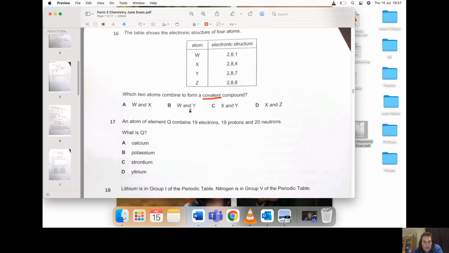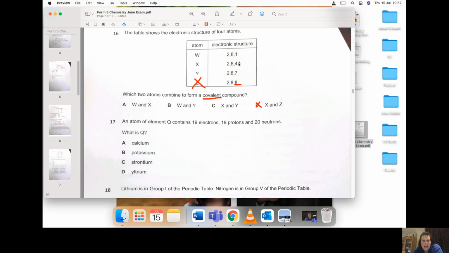I'm just checking my answer here. Basically we need our electrons to add up to 8 between the 2 that are sharing. You can cross out Z straight away because it's got a full outer shell. It's got 8 electrons in its outer shell. That means it's full, so it doesn't need any more electrons. So our answer is not D because that's got Z in it.